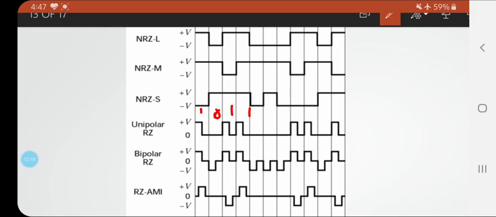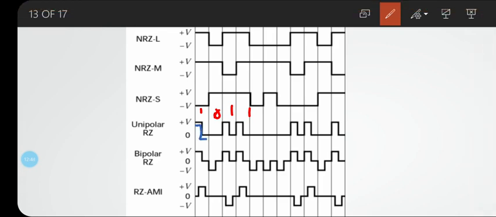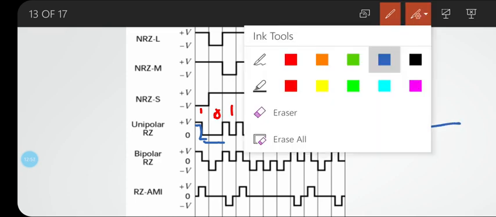So for every 1, it is going to make use of a half bit wide pulse. For 0, there will be nothing present, which means 0 is represented as 0 itself. It is represented as the absence of the pulse, which you can see here. So for 1, it is represented with a half pulse, and for 0 it is 0, and again for the next one it is a half pulse, and again for the next one it is a half pulse. So that is how it is present.